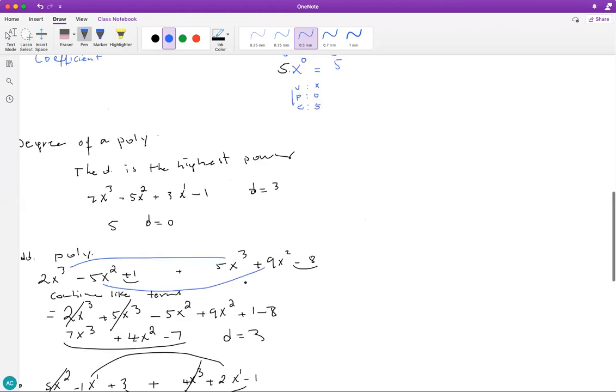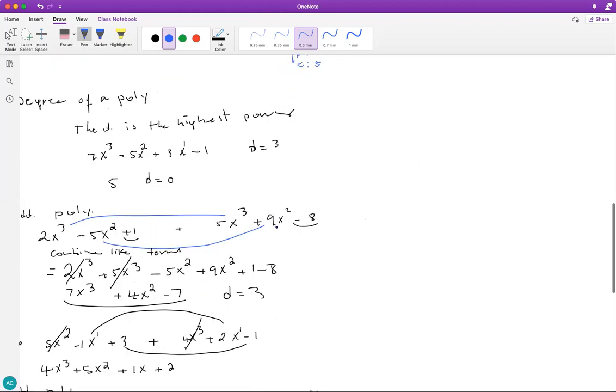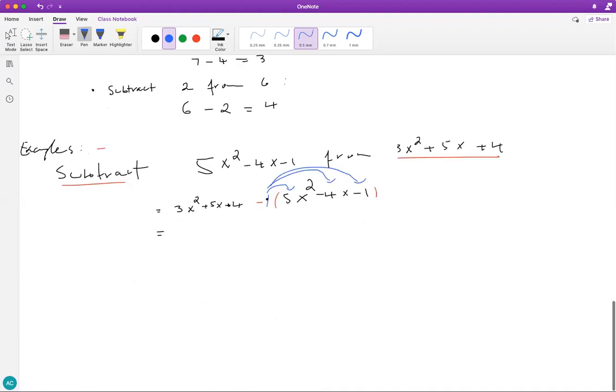With addition, no need for parentheses, just combine like terms. With subtraction, it's very important that if you don't put parentheses, at least make sure you change the signs of the second polynomial. But if you want to do it the simple way, write the minus first, the other one in parentheses. So before combining like terms, let's distribute.